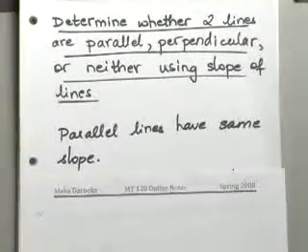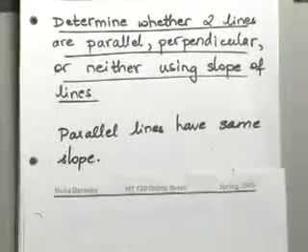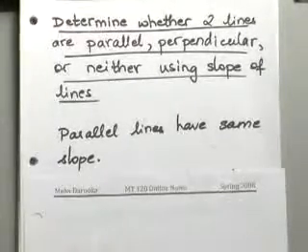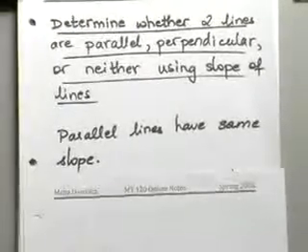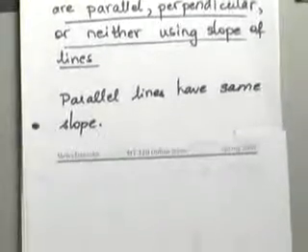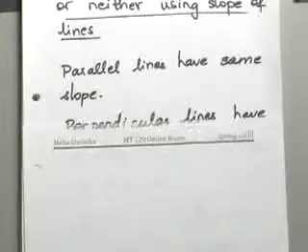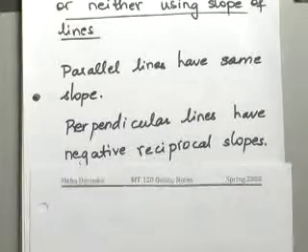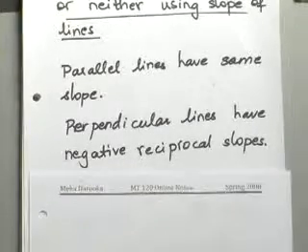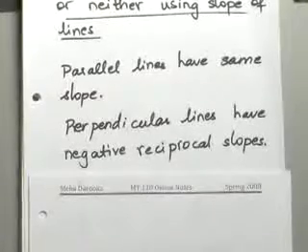Now the one thing we want to keep in mind when we're talking about slopes is that parallel lines have the same slope. So if two lines are parallel, they will have the exact same slope. You want to keep that in mind when we're working on these problems. Now, when we're talking about perpendicular lines, these lines have negative reciprocal slopes.